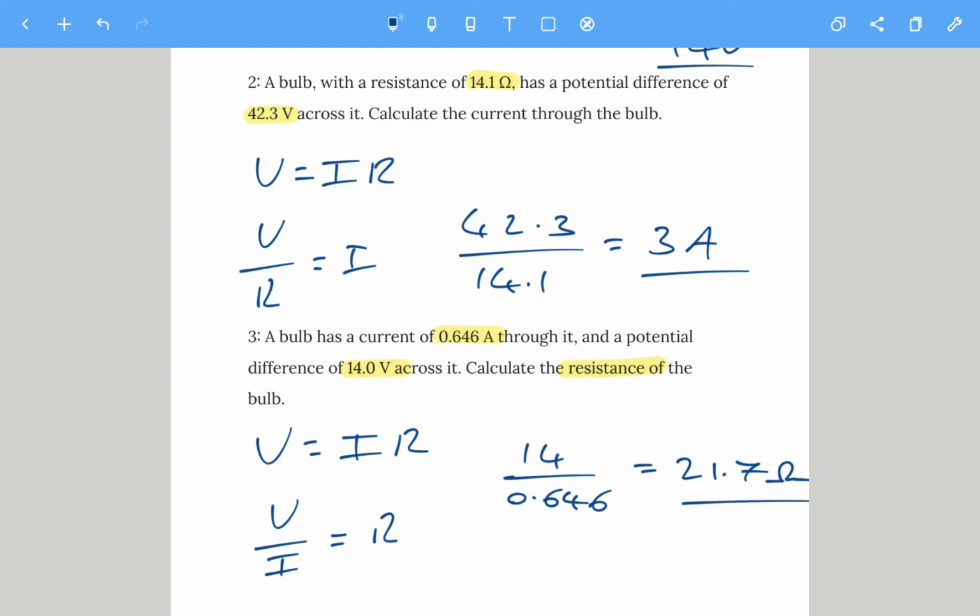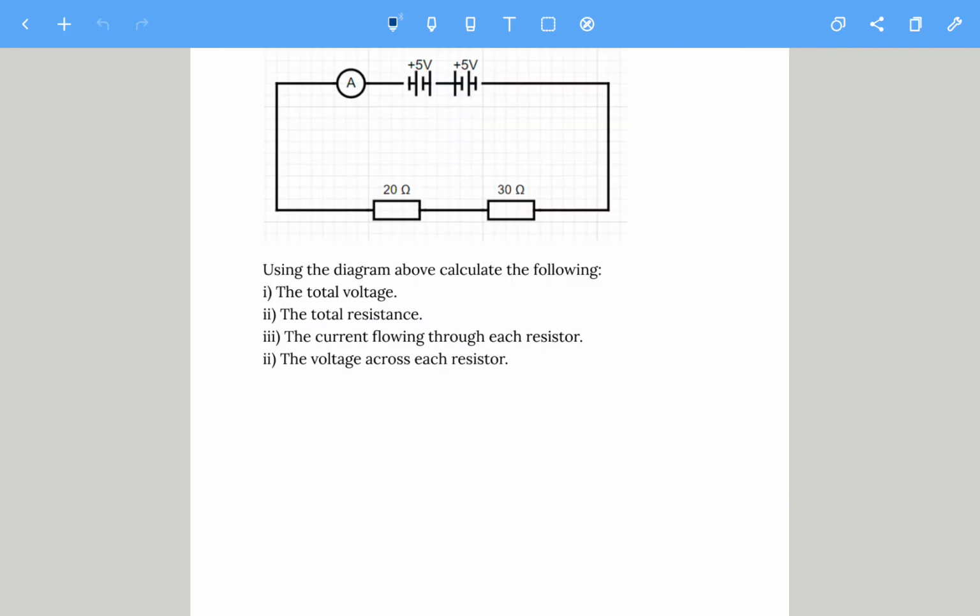Alright, let's move on to some more complex circuit problems. Okay, so if you want to pause and have a go at this one. If you're not sure about the circuit rules, if you can't remember them, then you need to go back to the electricity videos that I've done on the playlist and look at the circuit, the voltage and the current, and the circuit rules videos. Failing that, let's go through the answers if you've had a go.